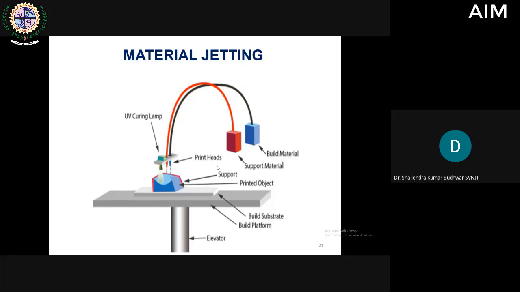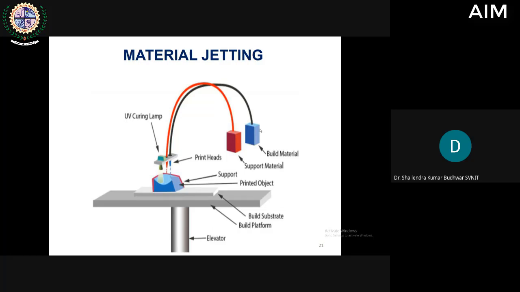You can see in this figure that these are the nozzles. One is for support material, another one is for build material. These nozzles dispense droplets of a photosensitive material on the table of the machine, and then this material solidifies under ultraviolet light. So the part is built layer by layer, similar to the previous technique.